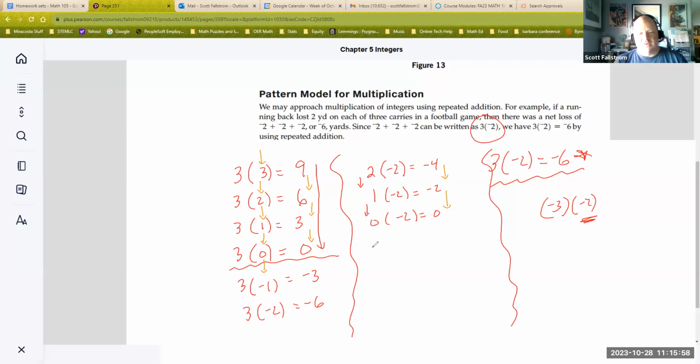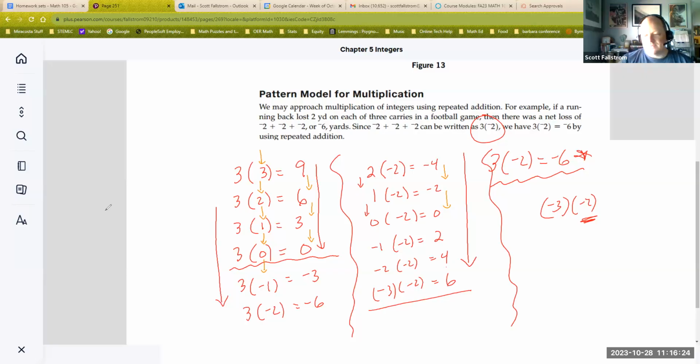And if I keep going with that, then I would have negative 1 times negative 2, which would be positive 2, and negative 2 times negative 2, which would be positive 4, and negative 3 times negative 2, which would be positive 6. And that is how I could get a student to see, using the pattern approach, if all they knew was positive times positive, how I would build and then build a second time. So that's the approach with the pattern one.